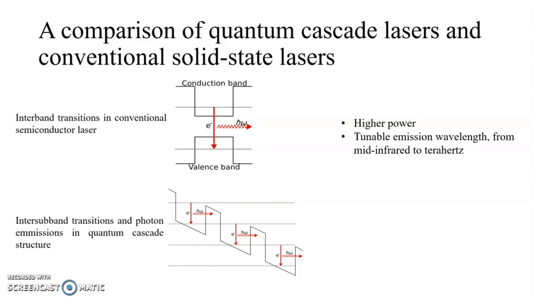So what is the difference between the quantum cascade laser and the conventional semiconductor laser? For the conventional semiconductor laser, electrons jump from the conduction band to the valence band, recombining with the hole in the valence band and emit the single photon.